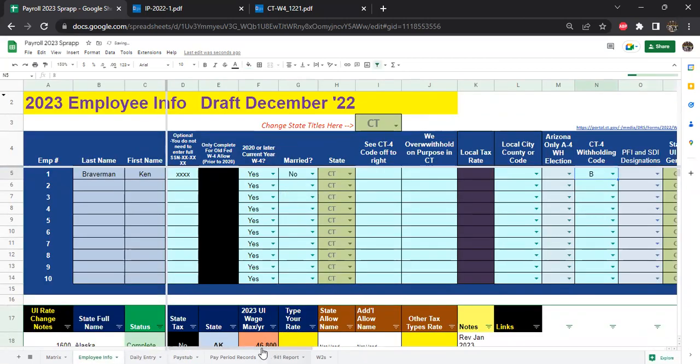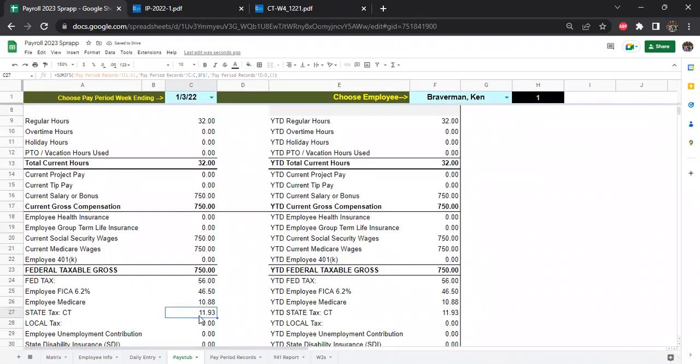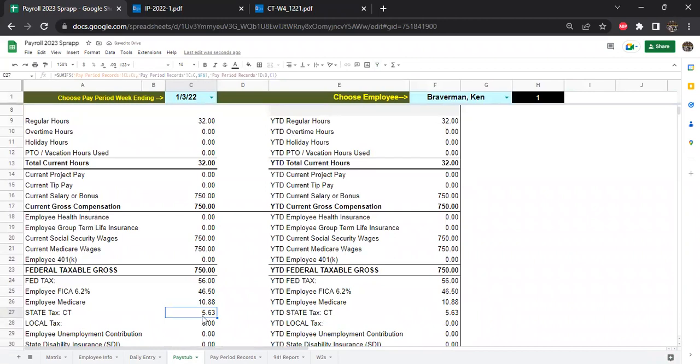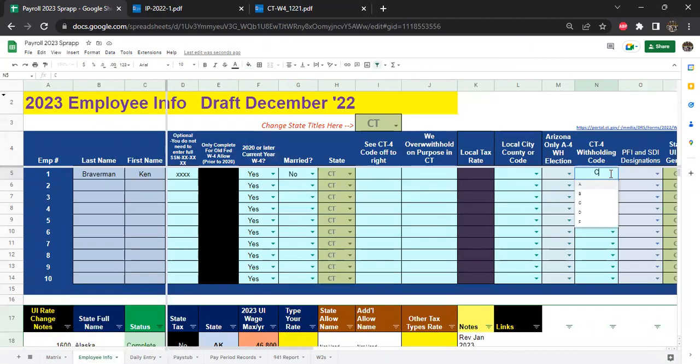Okay, if they're code B, everything changes. This drops to $11.93 because that's more of a married filing jointly type status that could be. That's why the tax is reduced so significantly. What about if it was a code C? Then it would be only $5.63. Wow. So code C is even more money that seems to not be taxable.